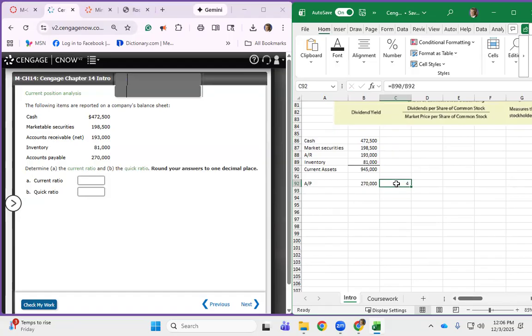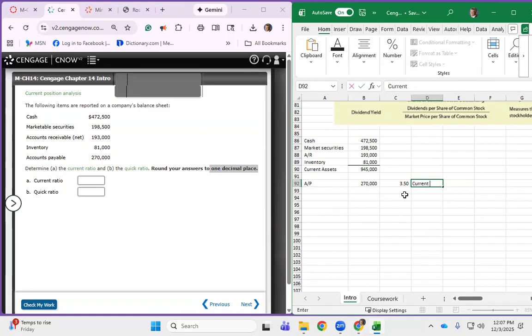Okay, so I want to turn that into, just want to make sure. See, I increased the decimals there. So it was rounding to 4. It says round your answers to 1 decimal place. So we've got to watch for those answers or we'll get it wrong. Okay, so once again, this is the current ratio.